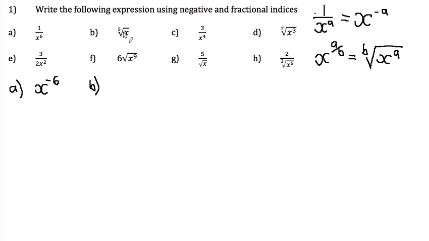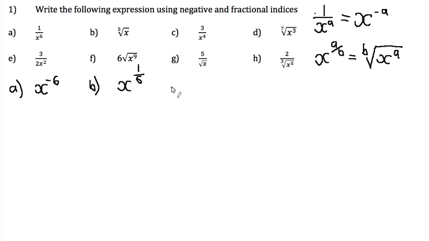B. Here we're dealing with a root. A root indicates a fraction. The denominator of the fraction is always given by the root. The numerator is given by the power inside here, so that's 1 over x to the power of 5. That is a 5 there.